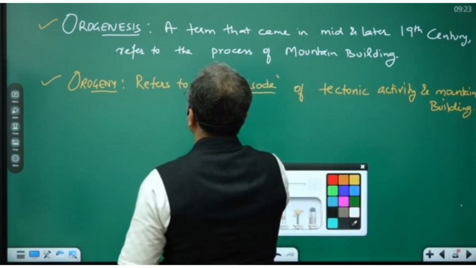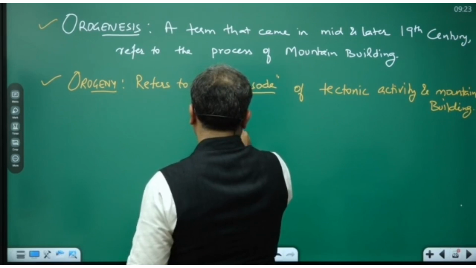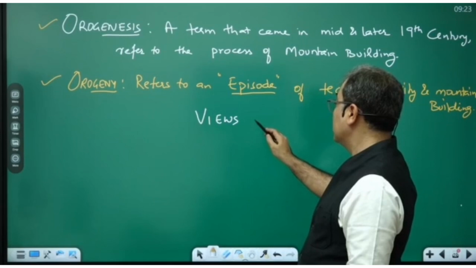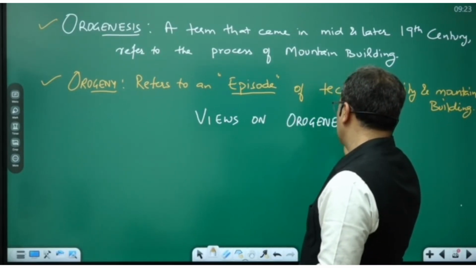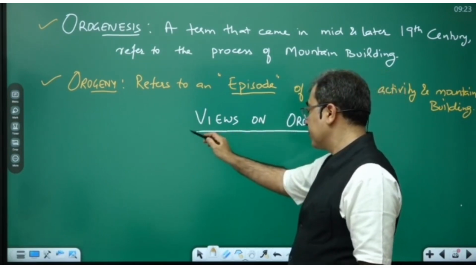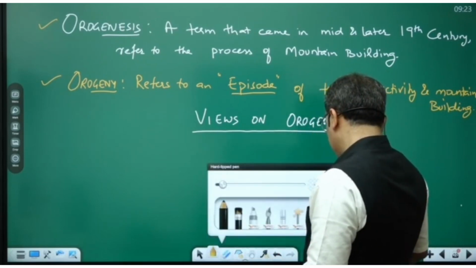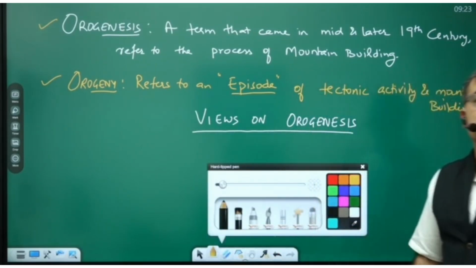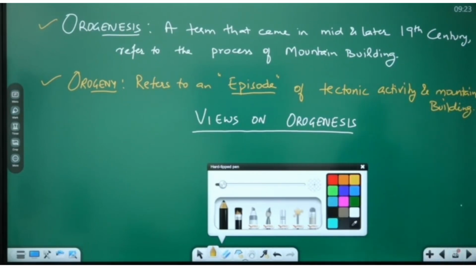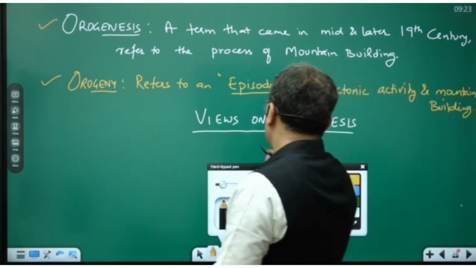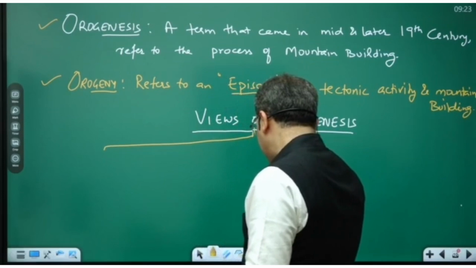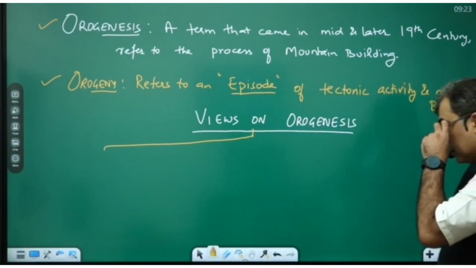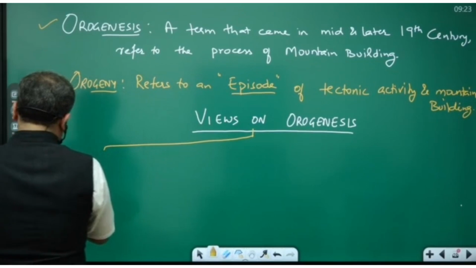Now I want to take it to views on orogenesis. These views can be classified into some theories or some views, hypotheses. That is what we are talking about. Yes? We can call these views, some of them, the pre-scientific era views.